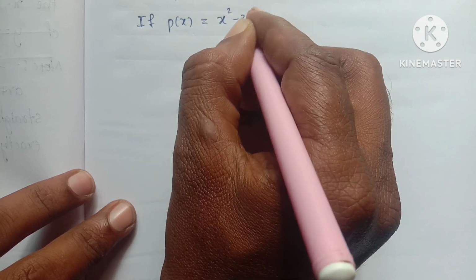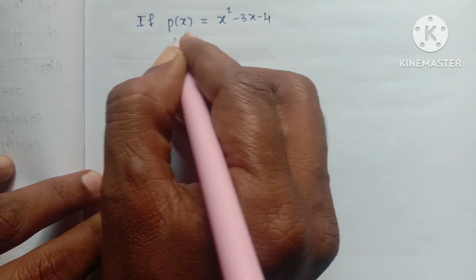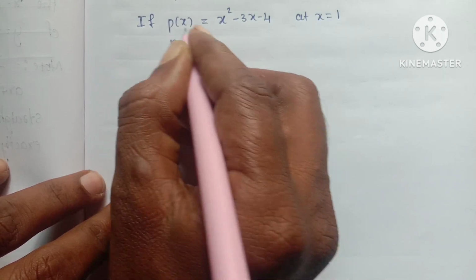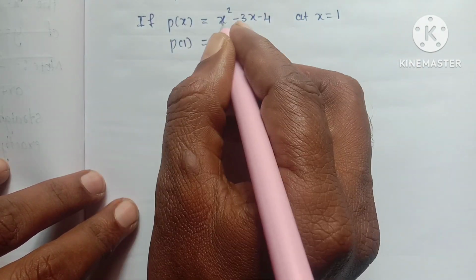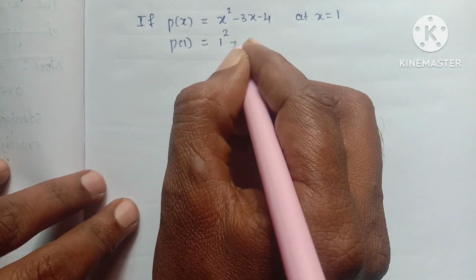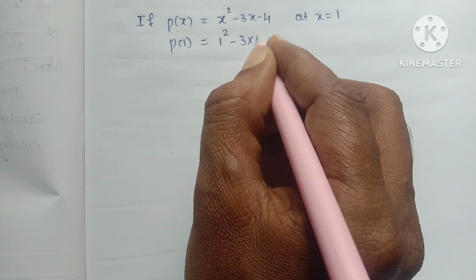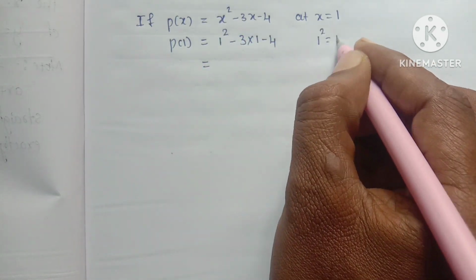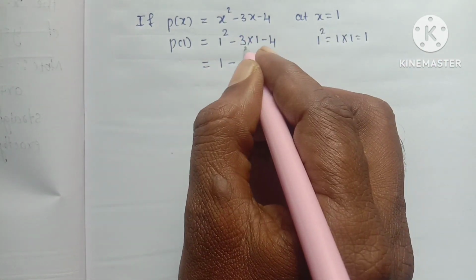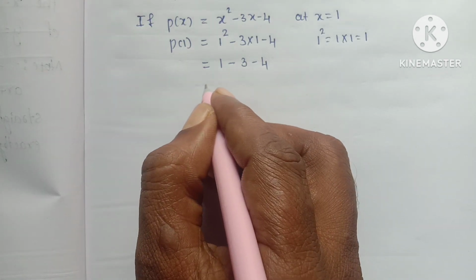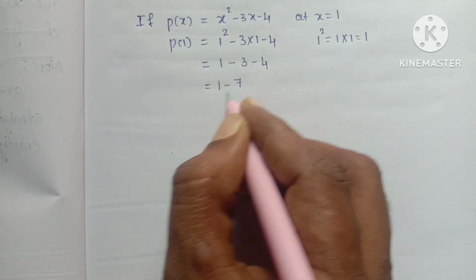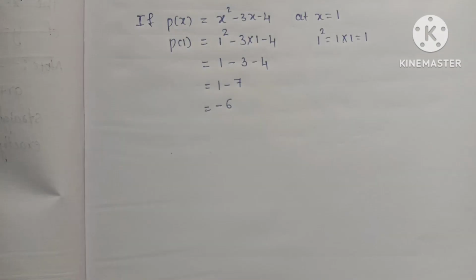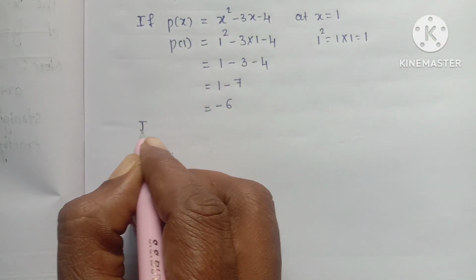I will take another one. If p of x equals x square minus 3x minus 4, the same equation, take x equals 1. Substitute: 1 square minus 3 into 1 minus 4. 1 square is 1 into 1 which is 1, minus 3 into 1 is 3, minus 4. 1 minus 3 minus 4 is minus 6. So p of 1 equals minus 6.